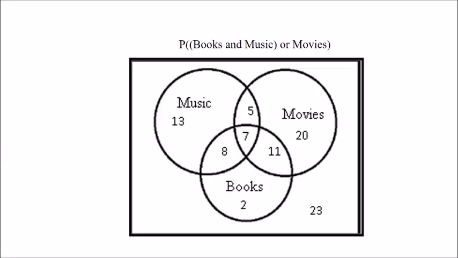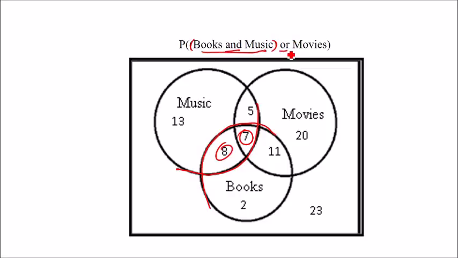All right, next one. This one says the probability of books and music or movies. Now this one does have a set of parentheses around here, so I'm going to tackle that part first. So I'm looking at books and music. Again, with that and statement, they have to be a part of both of them at the same time. So books and music, that's the intersection of these two circles here. So that's the 8 and the 7. Now, that's this part right here.